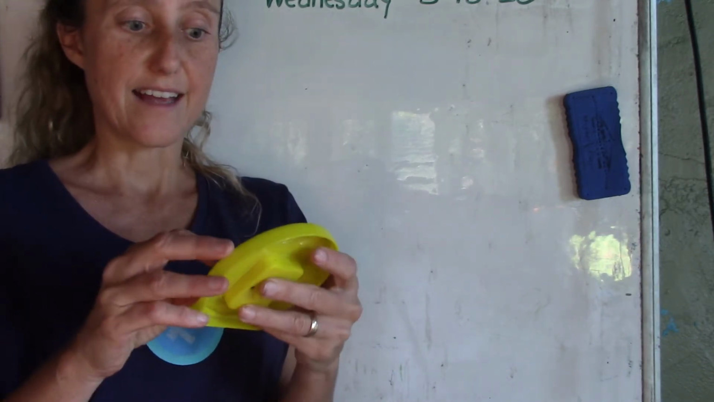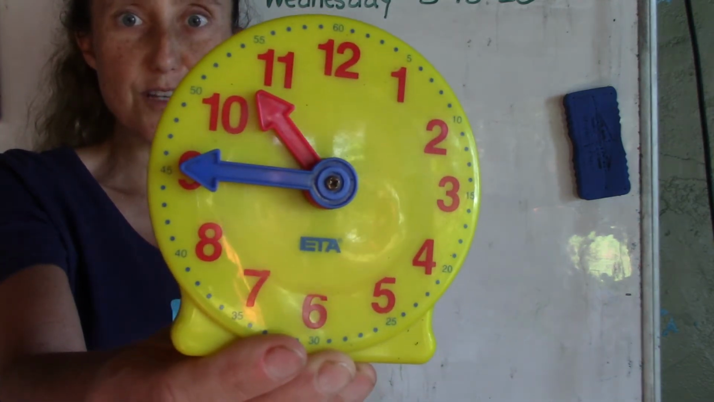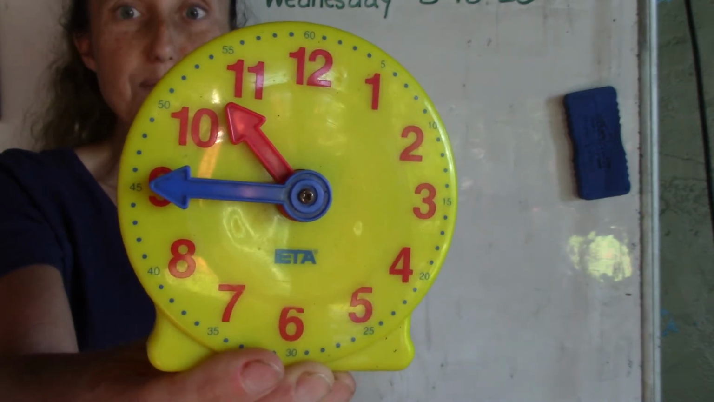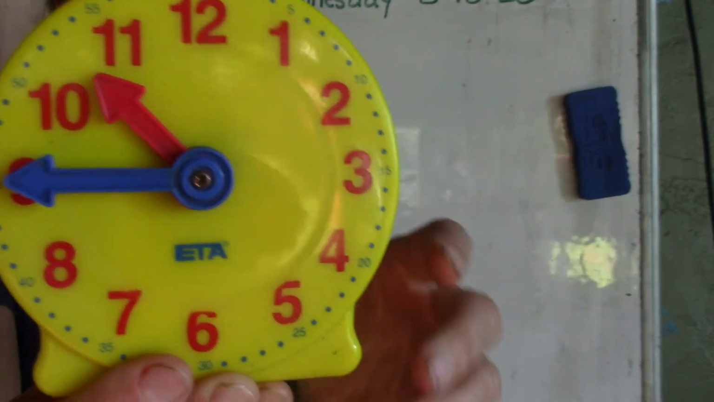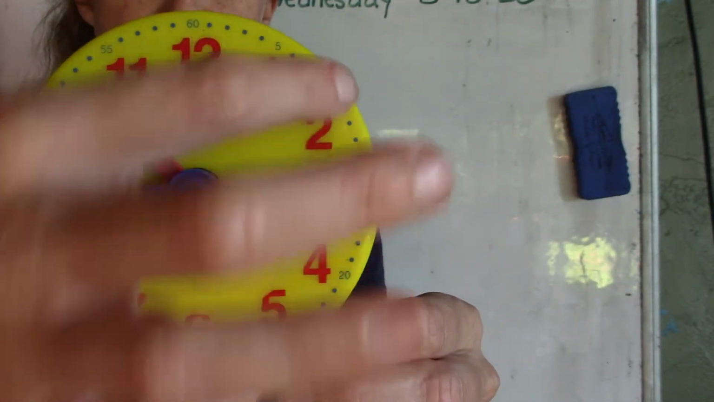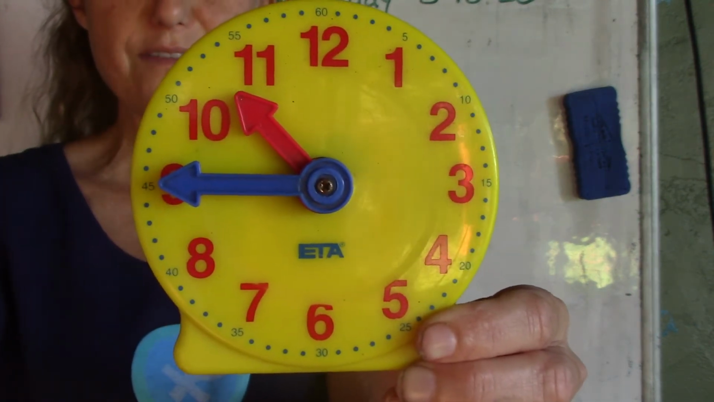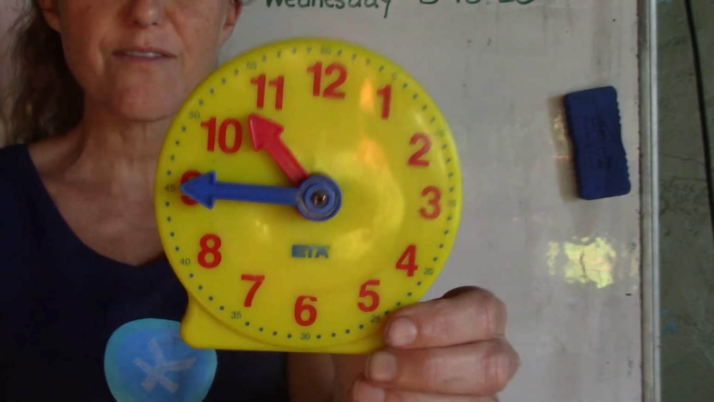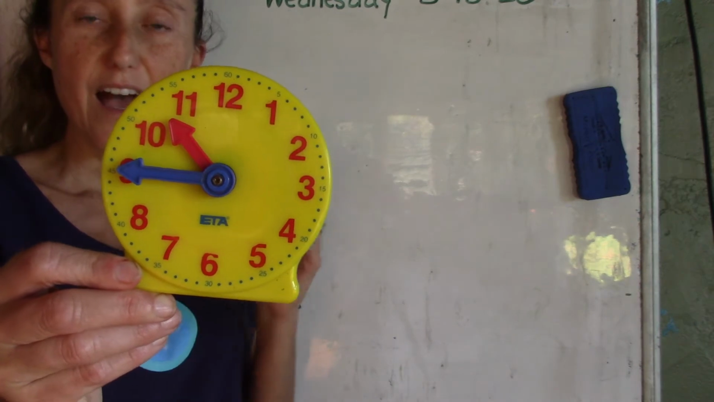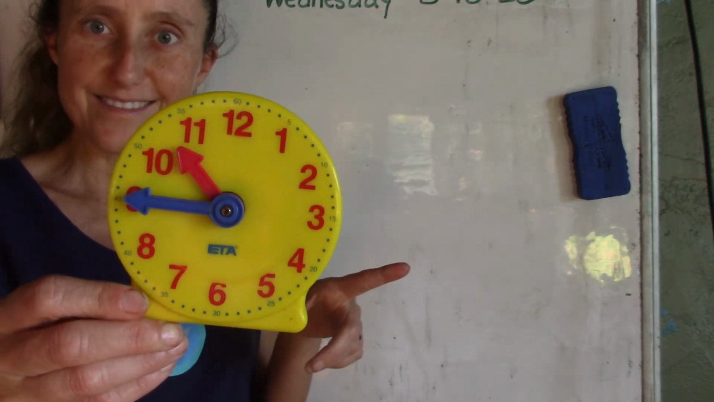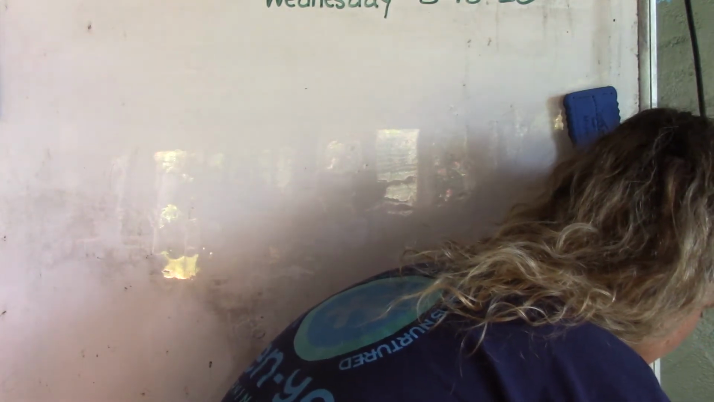Let's see if you remember this one. There's 2 ways to say this also. So the hour hand is between the 10 and the 11, so we go back to the 10. And then we count by 5s to get to our minute hand, 5, 10, 15, 20, 25, 30, 35, 40, 45. So it would be 10:45. What is the second way you can say 10:45? 11:15. Good job.